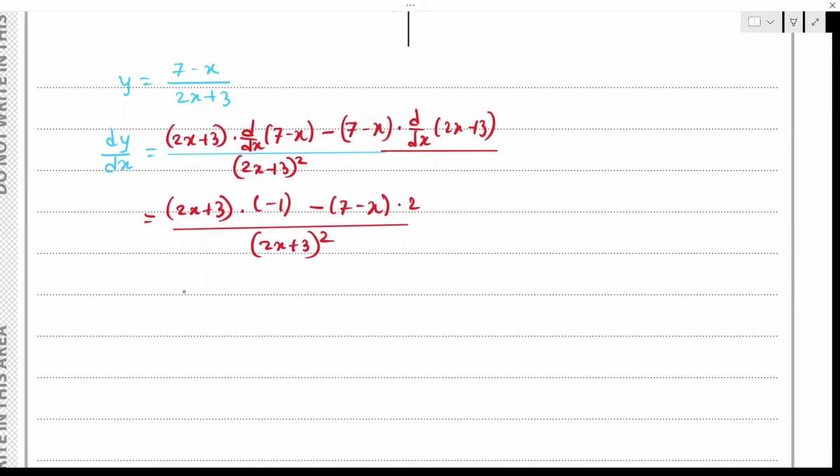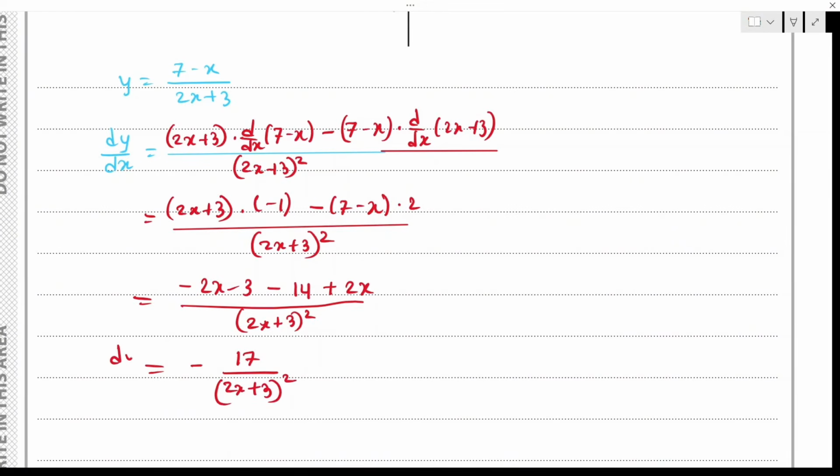So this gives us 2x plus 3 whole square in the denominator. We get minus 2x minus 3 if we expand our first term. And then we will have minus 14 plus 2x on our last term in the numerator. This will have a denominator of 2x plus 3 whole square. Upon simplifying, we see that minus 2x and plus 2x cancel off, and we have minus 17 by 2x plus 3 whole square as our answer for dy by dx.